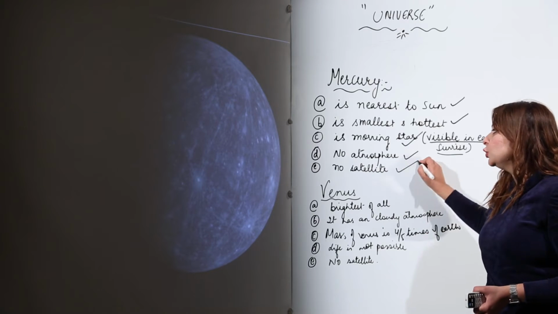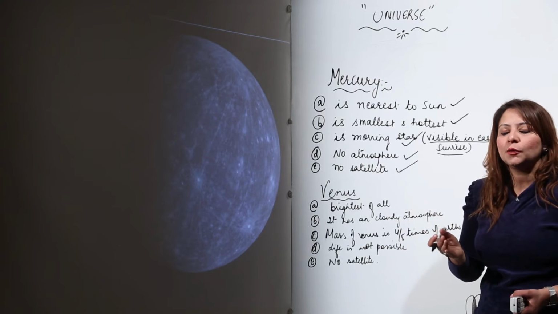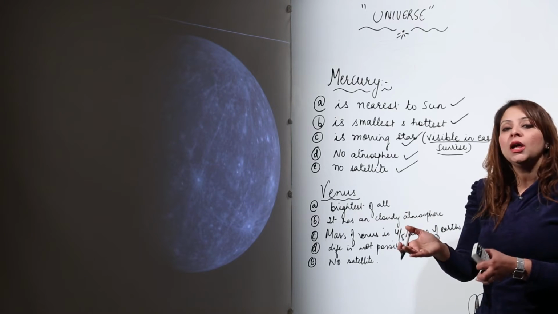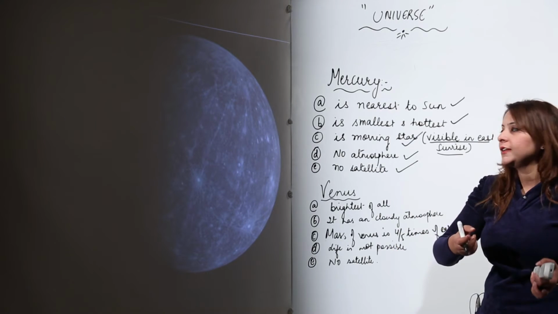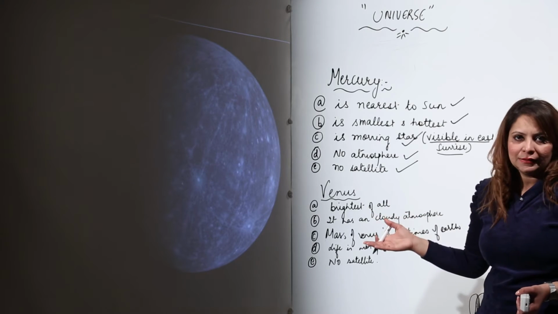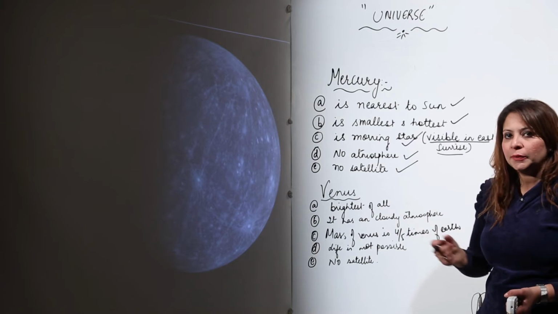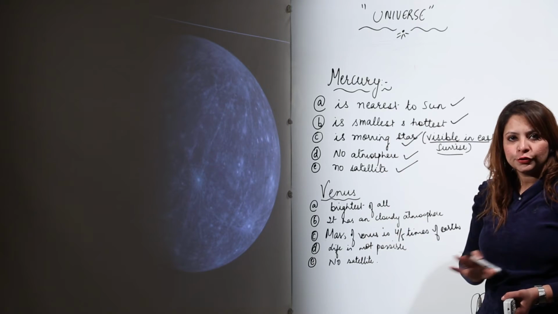And moreover, it has no satellite, that means no special body which revolves around it. Like you know that Earth has a satellite, the Moon is a satellite of Earth, likewise it has no satellite around it. Means no heavenly body which is revolving around this planet. So these are the basic features of Mercury.